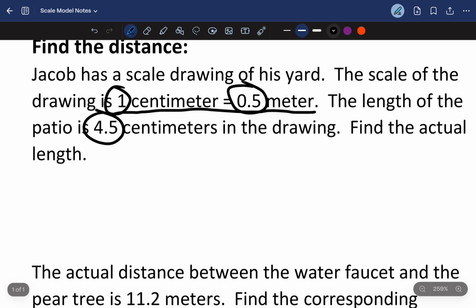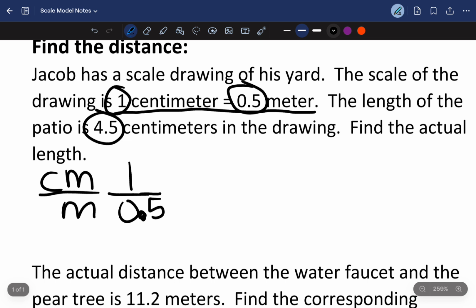And I'm going to set up 2 ratios to equal each other, which then becomes a proportion. So I'm going to use my words first because that's what you always do, words first, then numbers. So I'm going to write centimeters over meters. And then I'm going to write my given information, which is 1 over 0.5 or 5/10. So that's my first ratio, and it's going to equal my second ratio. Now I'm going to take a look. That 4.5 is centimeters, and the number for centimeters goes on top. So I'm going to put 4.5 and then x on the bottom.